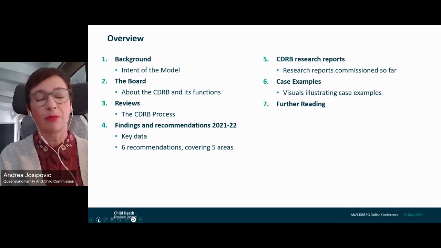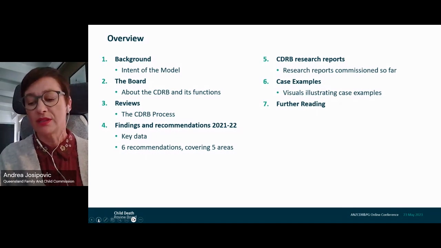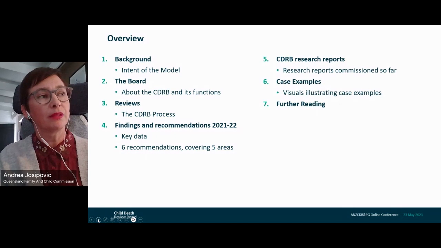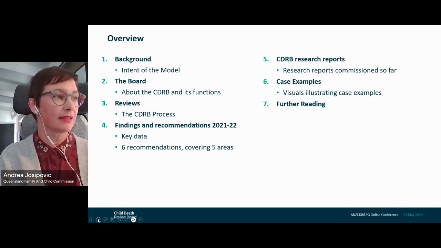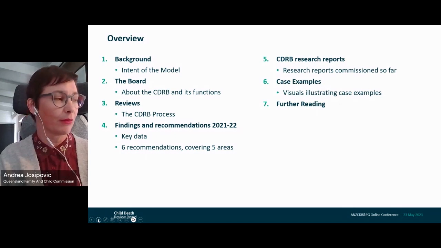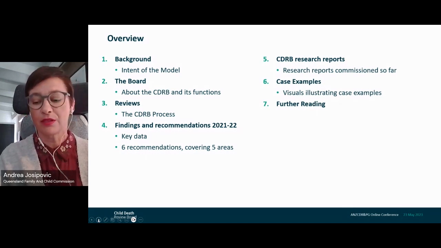And then I'll be talking through a couple of visual case examples, including timelines, which are designed and presented to the board to help illustrate a child or young person's trajectory in the 12 months prior to their death. And then there's a little information around further reading that might be of interest for people. I'm really happy for these slides to be shared. All of them have been through a quite thorough review process with the commission itself, and they're fine to be shared.